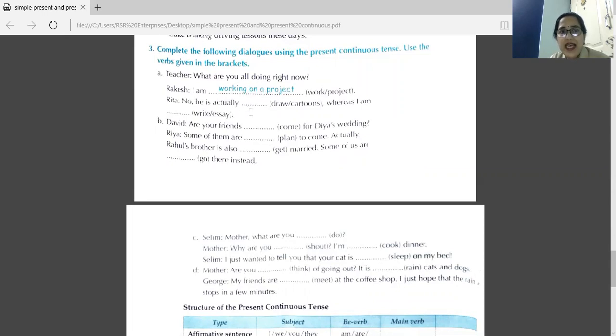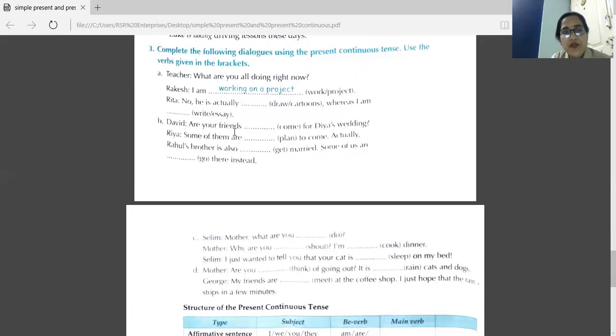No, he is actually drawing cartoons. Your words are given here. Whereas I am writing an essay. So we are using present continuous tense here. I'm discussing these answers with you.